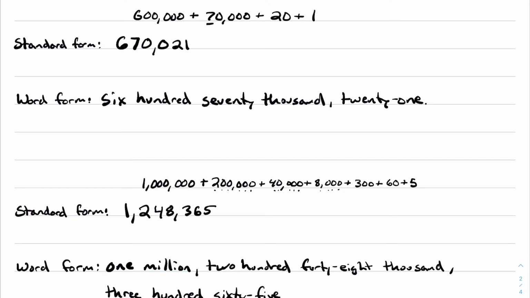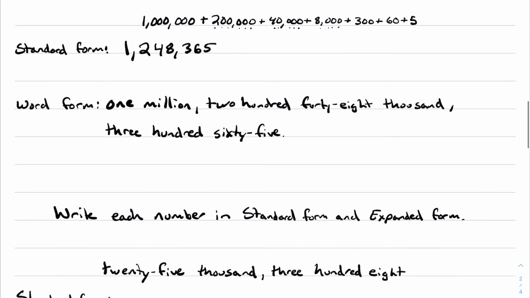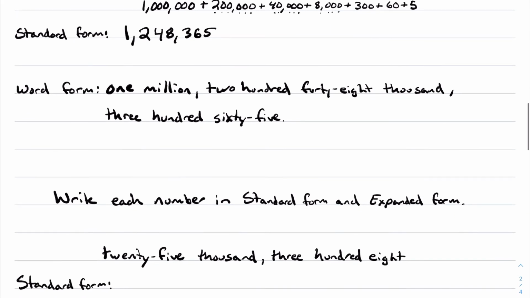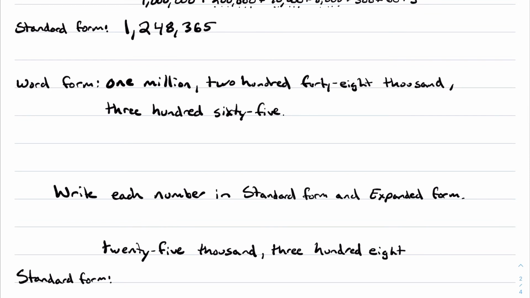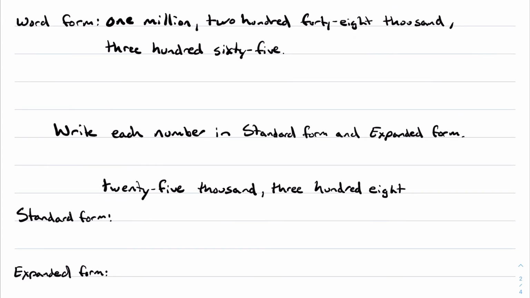Okay. And the last thing you're going to want to be able to do when reading and writing multi-digit numbers is to be able to take a number that's in word form and write it in standard form and expanded form. So our first number, we have twenty-five thousand, three hundred eight. So what you're going to do is read the number in word form, and then write it in standard form. So we have 25,308. So 308, how would you write 308? We have a 0 in our tens digit.